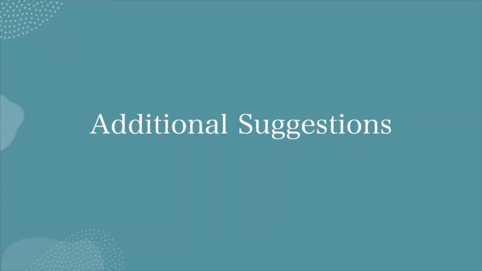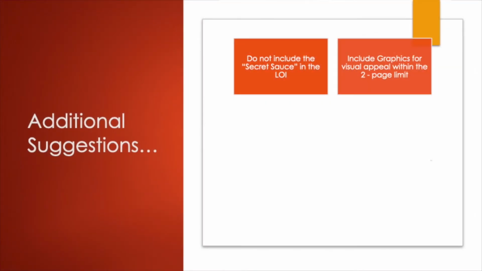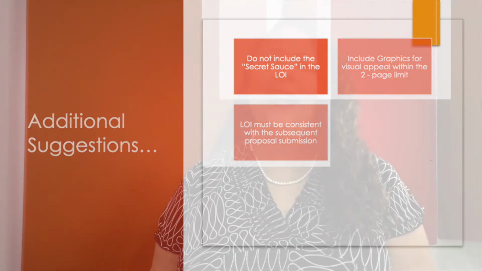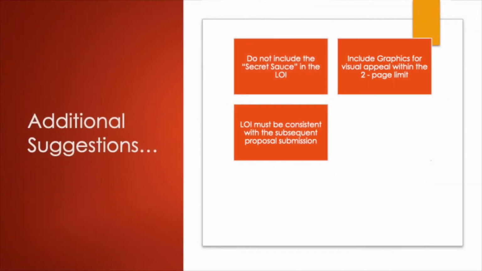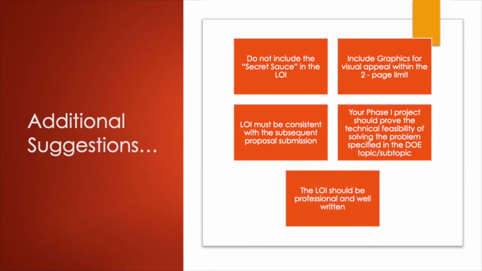Some additional suggestions I have is do not include your secret sauce in your letter of intent. Include graphics for visual appeal, but within the 2-page limit. The letter of intent must be consistent with the subsequent proposal that you are going to submit. Meaning, you can't write a letter of intent about one thing and submit a completely different proposal. Your project should prove the technical feasibility of solving the problem specified in the Department of Energy's topics and subtopics, and the letter of intent should be professional and well written.